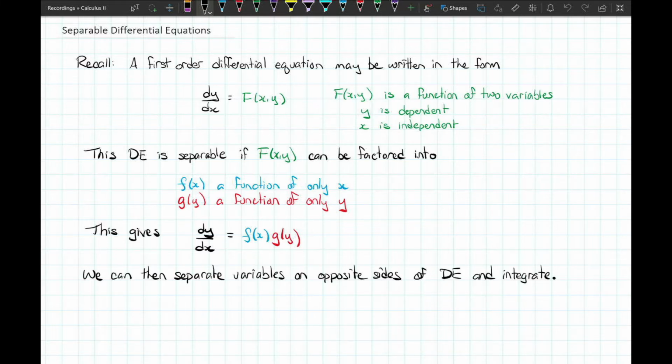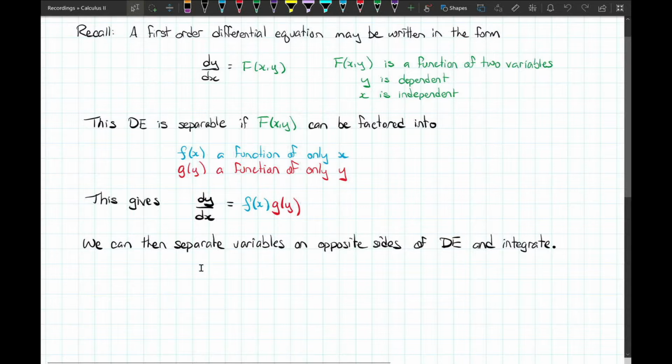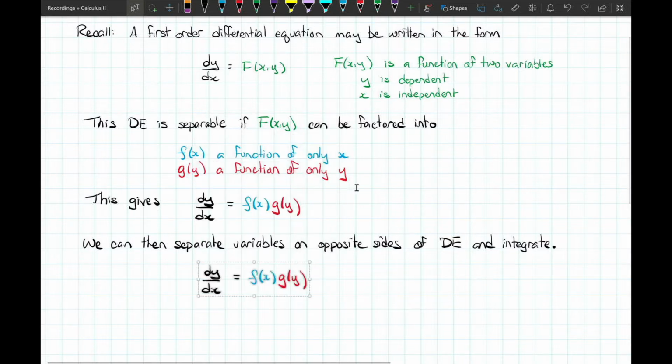Now that we have separate factors, we can use division and multiplication to separate variables on one side and the other side of the differential equation. Here's what I mean by that. Let's take that same differential equation, and let's say that all of the x's are going to be here in blue for a moment, and all of the y's are going to be in red, and I want to get everything involving x on one side and everything with y on the other side.